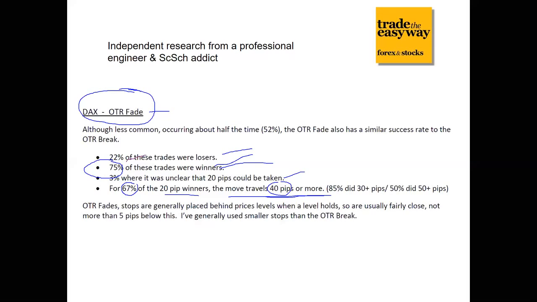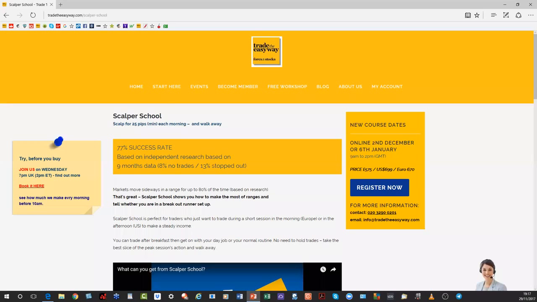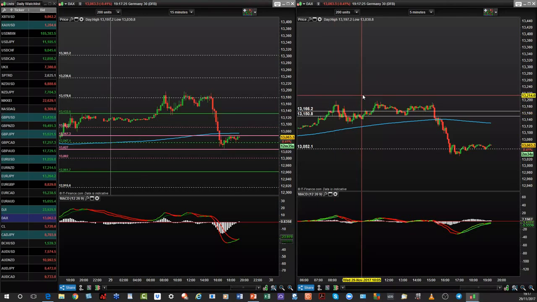All right, so that's enough of slides for now. Let's just have a quick look at, let me exit this. Let's close that. Let's call up the charts. This is what my chart looked like today. This is the DAX. And so this is our system. You're getting a quick peek at how our system looks.